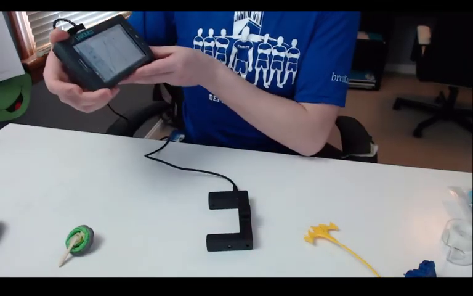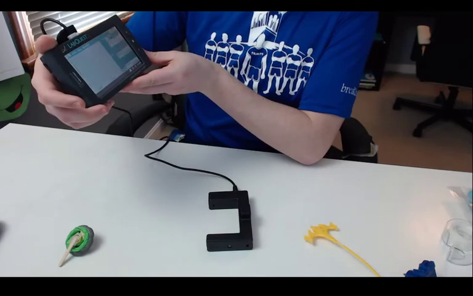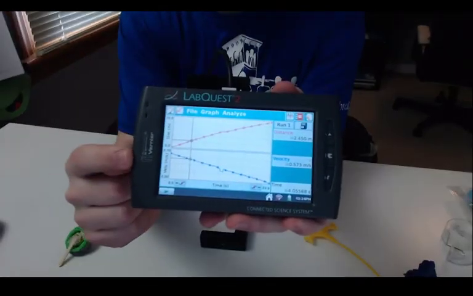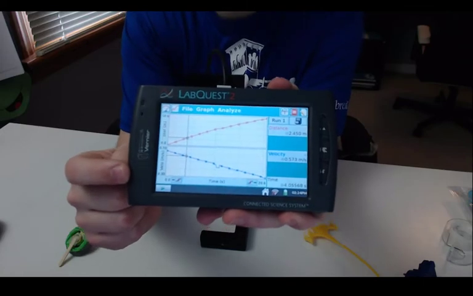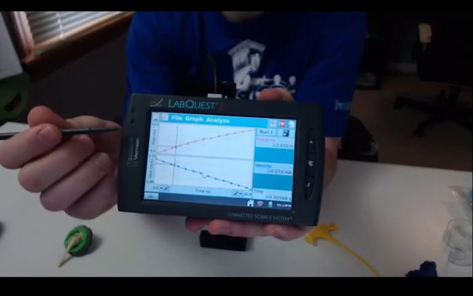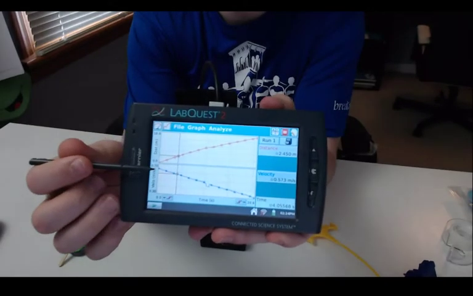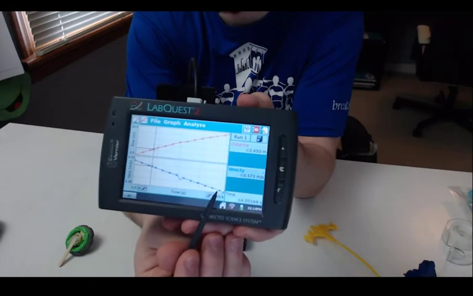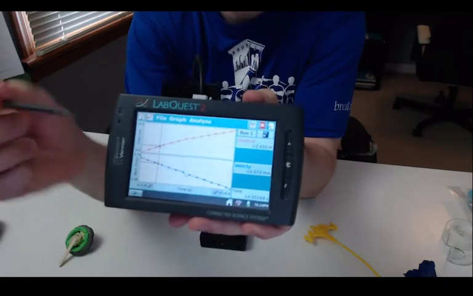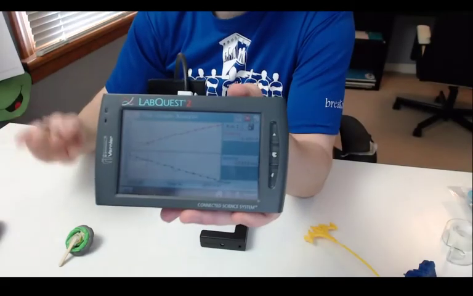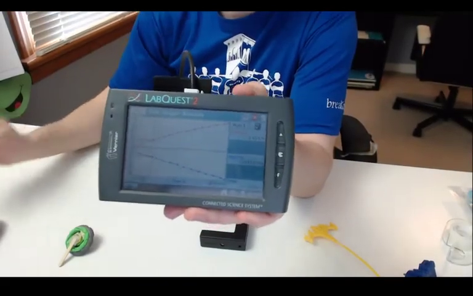Okay, so what we should get on our LabQuest minis or our 2s is this kind of linear velocity graph at the bottom here. And from this graph, you should be able to get an initial linear velocity at the very top and a final linear velocity down here at the bottom, just by reading the graph. Okay, so you'll need to get those values for the velocity so that we can run some calculations.